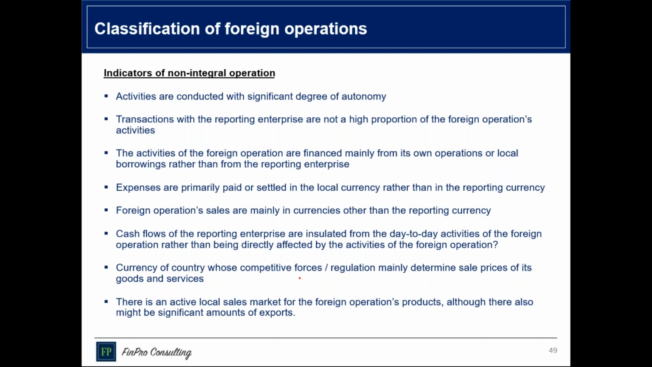And the last one is whether there are active local sales markets for the foreign operation's product. That is more of an indication of non-integral. Although there may be some exports, if there are more local sales, then it is an indication of a non-integral operation. So we need to consider all these factors in tandem to decide whether a foreign operation is an integral operation or a non-integral operation. In some cases, you may not get a very straightforward answer, and you may have to apply your judgment and estimate in deciding whether a particular foreign operation is an integral operation or a non-integral operation.